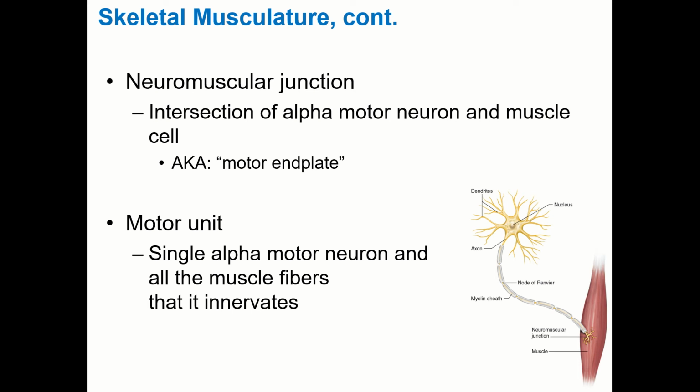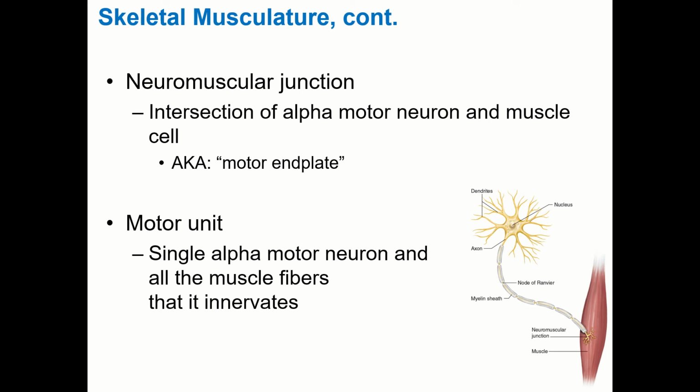An alpha motor neuron is one that controls or innervates skeletal muscle cells. So one that causes the contraction of voluntary muscle fibers, which are skeletal muscle cells or muscle fibers. The neuromuscular junction is also known as the motor end plate. You'll hear or see that terminology from time to time.